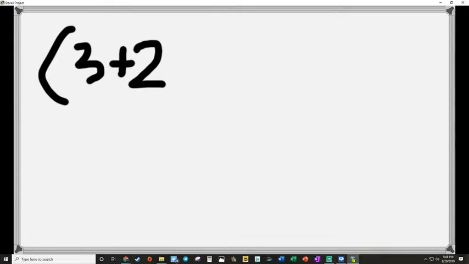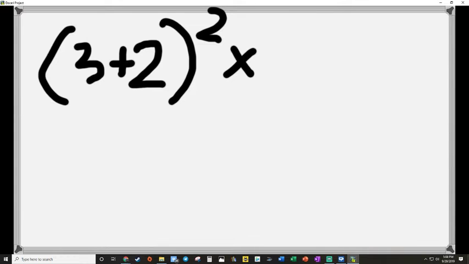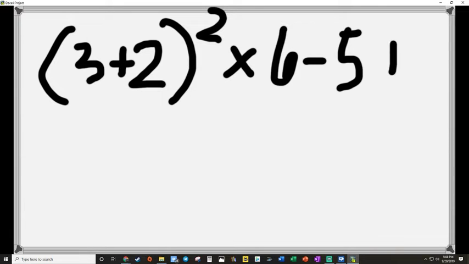Utilizing PEMDAS, step one, remember we have to do all the operations within parentheses. So say we have this problem: 3 plus 2, squared, times 6 minus 5 plus 2. We are going to use PEMDAS to answer this problem.